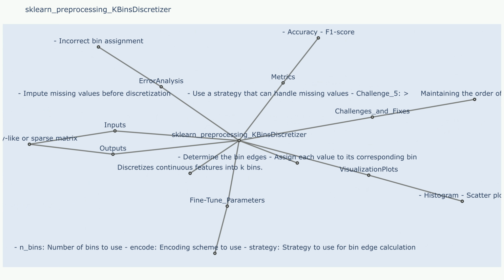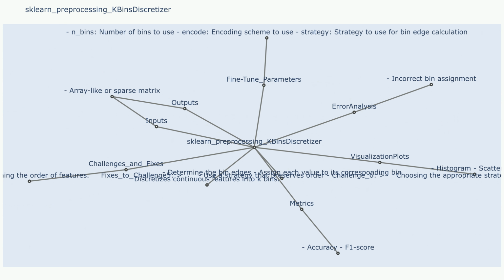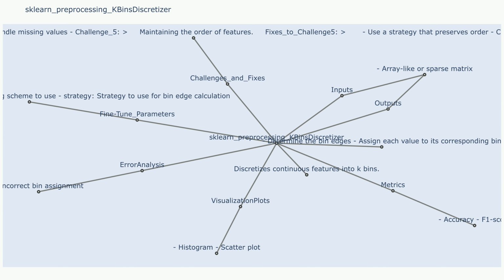For each feature, encode is a string indicating the encoding scheme. Options are one-hot or ordinal. Strategy is a string indicating the strategy for binning. Options are uniform, all bins have equal width. Quantile, bins have the same number of samples. K-means, bins are determined using the K-means algorithm.